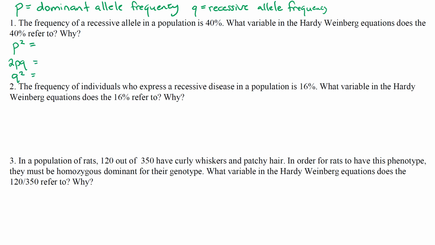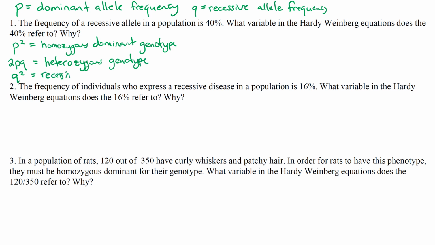So p squared is going to be dealing with the, sorry, let's be more specific, homozygous dominant genotype. And this is the key. All of these are going to be the genotypes. So 2pq is the heterozygous genotype. And finally, we have the recessive genotype, q squared.